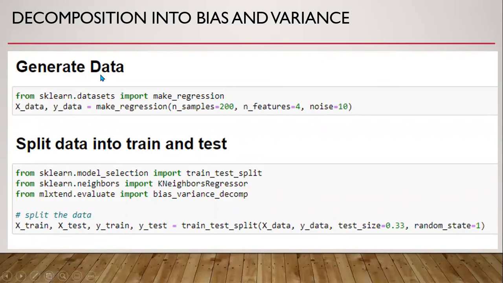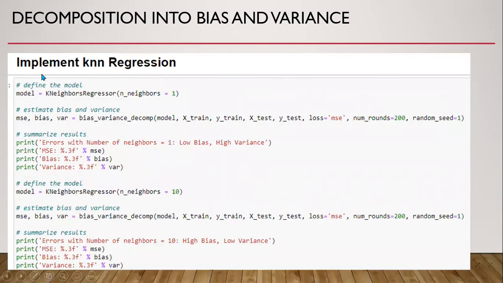I have taken an example of Python code to decompose the error into bias and variance. First of all, let us make fake data using the make_regression function of sklearn. Then we split the data into train and test sets using this library, and we will be using KNeighborsRegressor. For decomposition, I will use bias_variance_decomp of the mlxtend library. So this is the implementation.